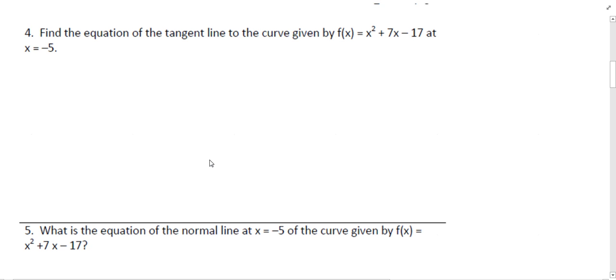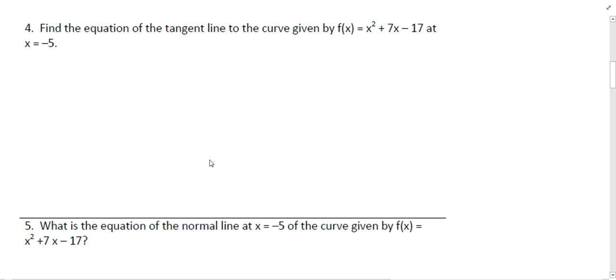And number 4, let's take a look at that one. And we're going to find the equation of the tangent line, right? And the tangent line is at x equals -5. So we'll sort of split this up into 2 little problems over here.